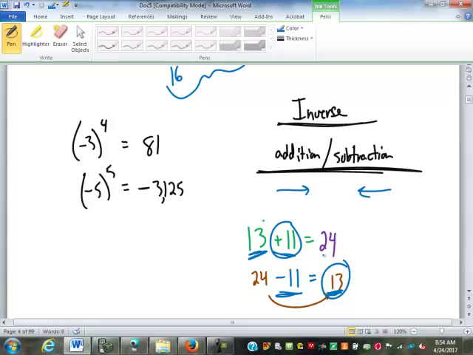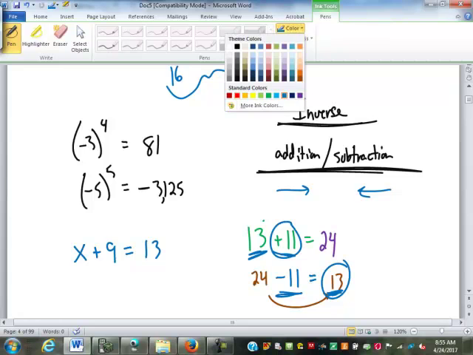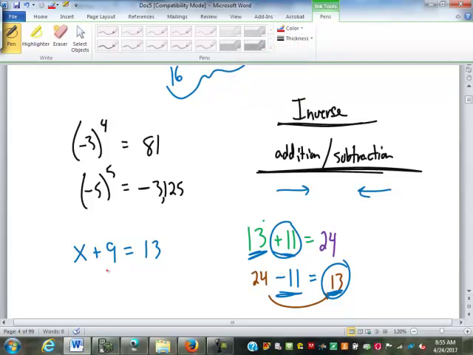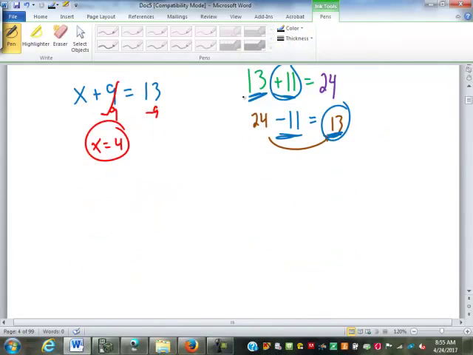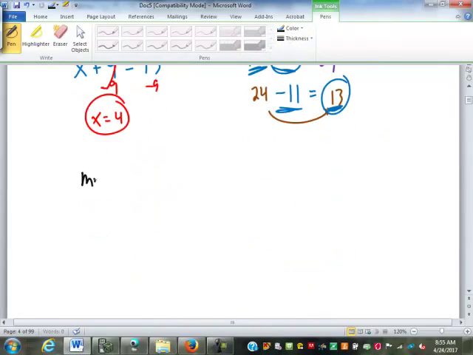That's why when we solved equations, if we had x plus 9 equals 13, how did we get rid of the 9? We subtracted the 9. Because we started out with x, we added 9. If we subtract 9, it reverses it, takes us back to where it started. Multiplication and division are the same way.